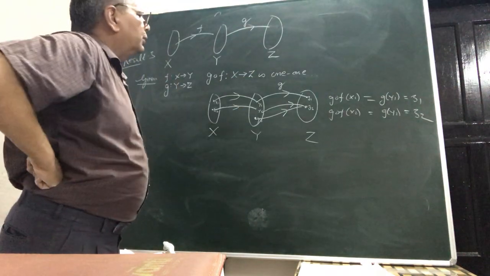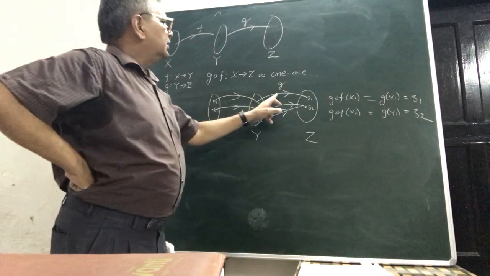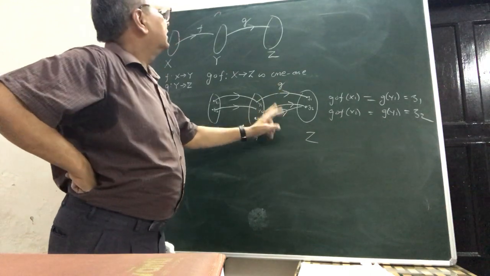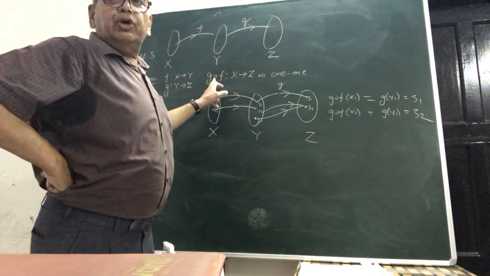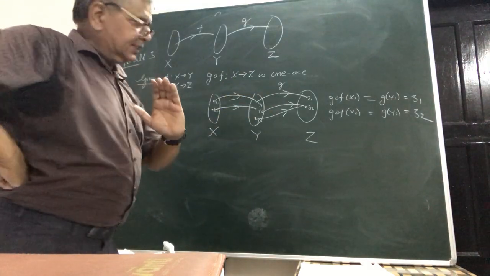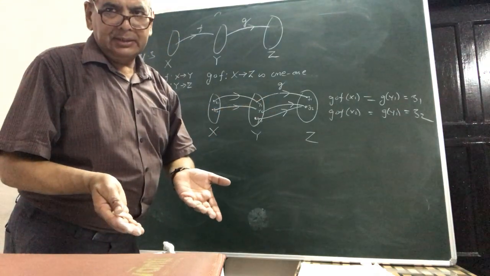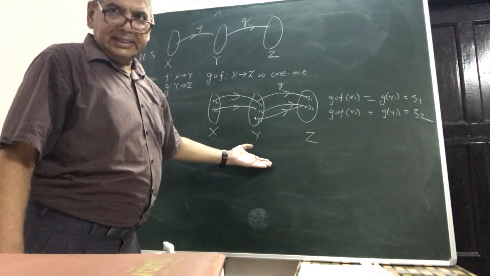So at least we can show one result: that one-oneness of g is not essential for g∘f to be 1-1. If g∘f is 1-1, then g can be 1-1, g can be many-one. That was the purpose of showing this result.